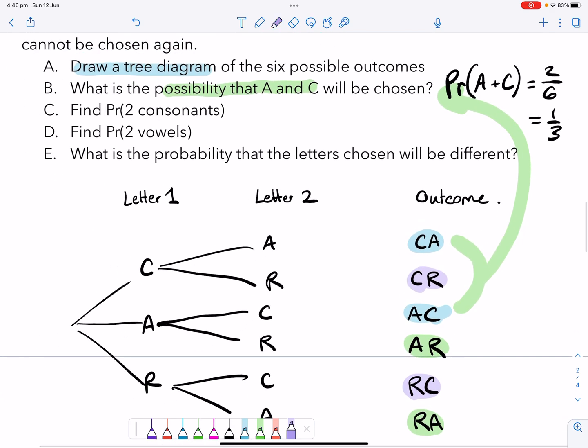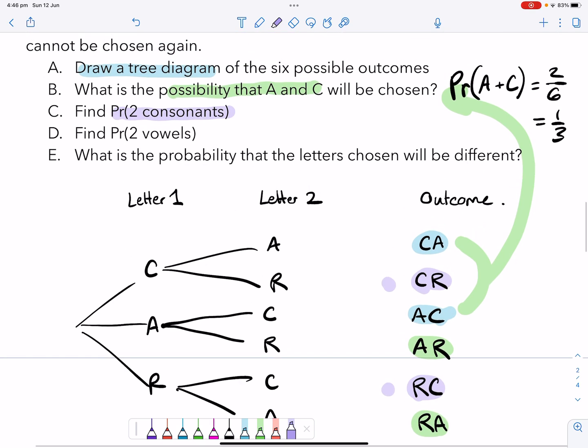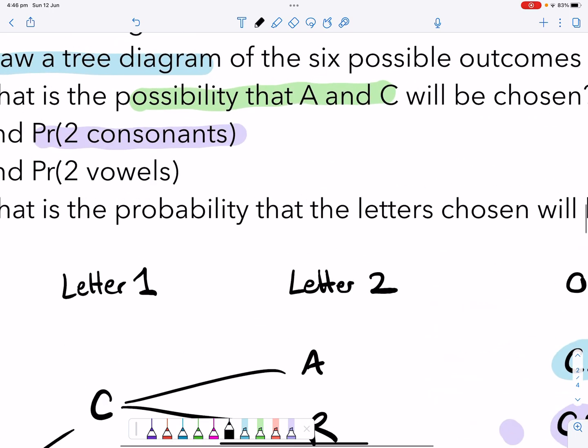Next question here, find the probability of getting 2 consonants. These are the non-vowels. So if we look at those, this has no vowels, this has no vowels, and all the others have the letter A, so that would be also 1/3. So this would be equal to 2 out of 6 results, which is 1/3.